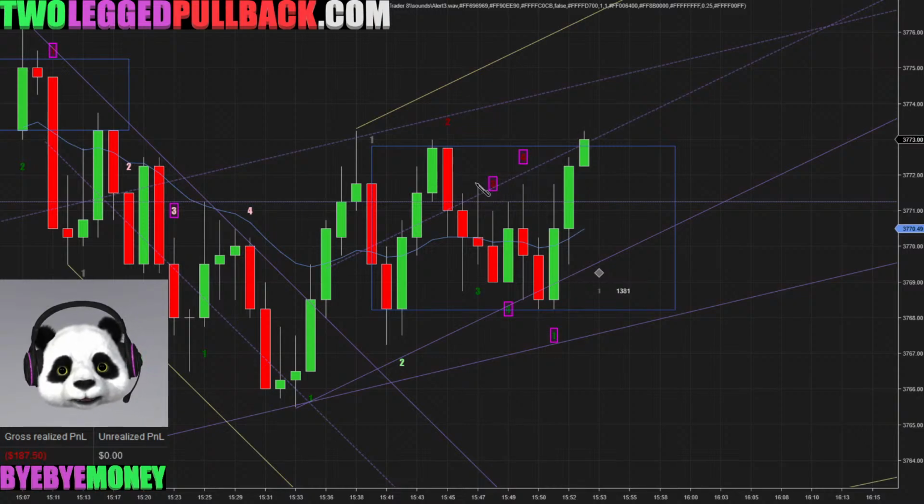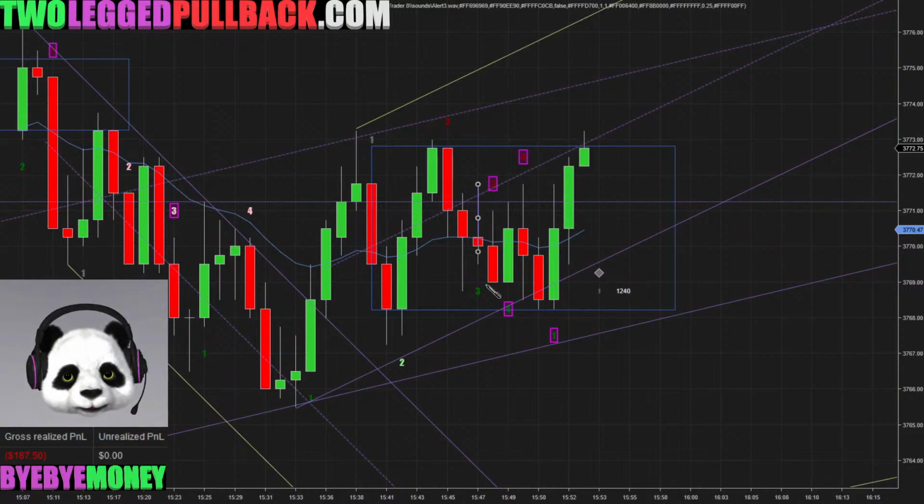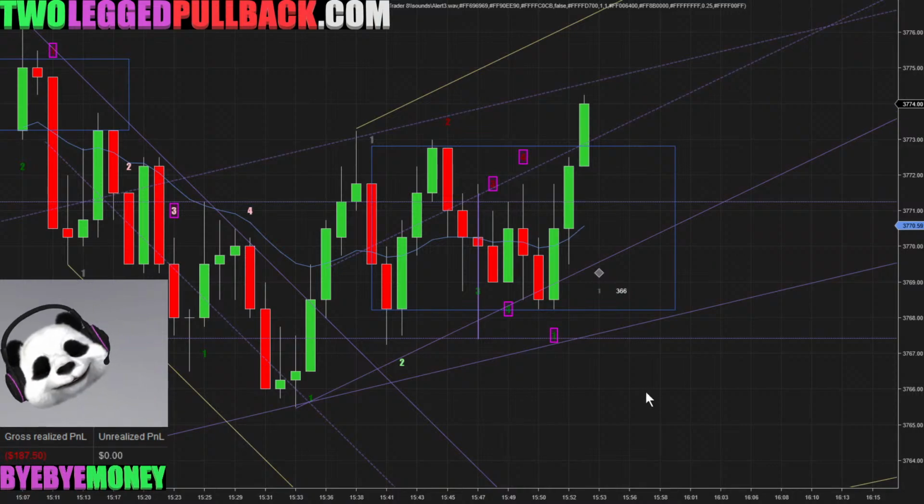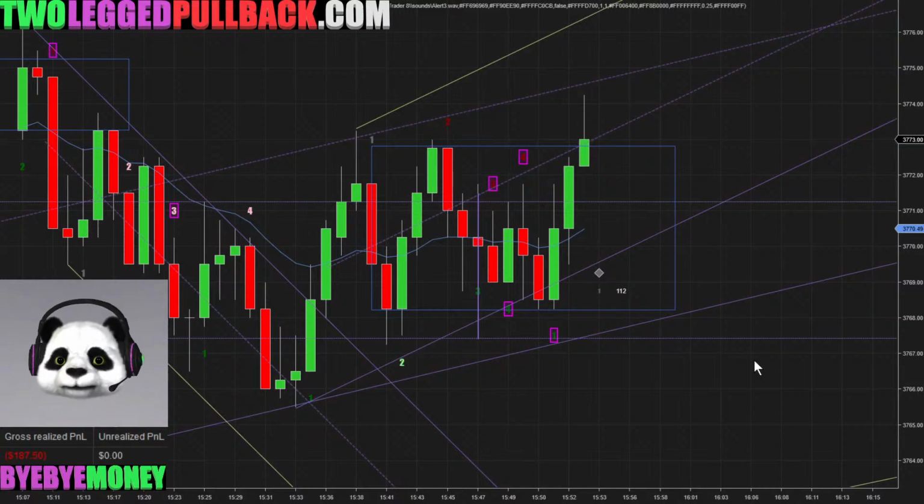That's why you keep your 4-point stop loss. I had it here. It went down to have my entry here. 1, 2, 3, 4. I had my stop loss here if I kept that 4 points. Should have kept that 4. Now it's reversing.